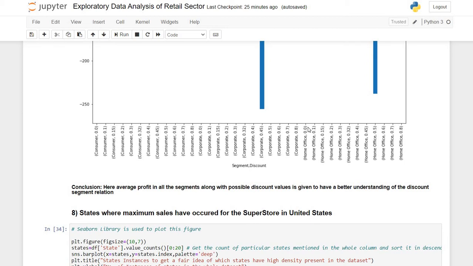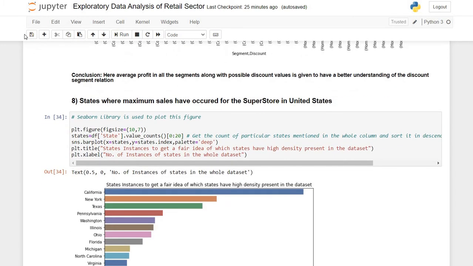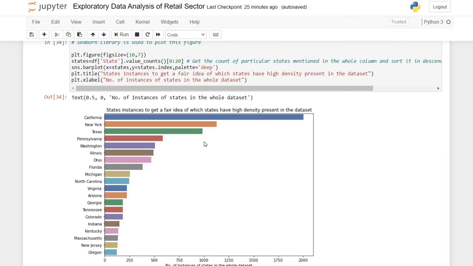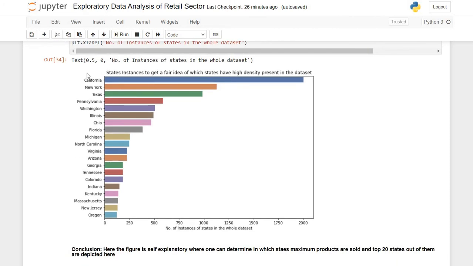Now, here is another task: to find the states where maximum sales have occurred in the superstore in the United States. Now we'll be plotting every state present in our data of the United States, and we'll be getting a frequency of how many times each state is present in our data set. So by plotting we can find out that the maximum number of entries will be from California, with around 2000 instances in our data set.